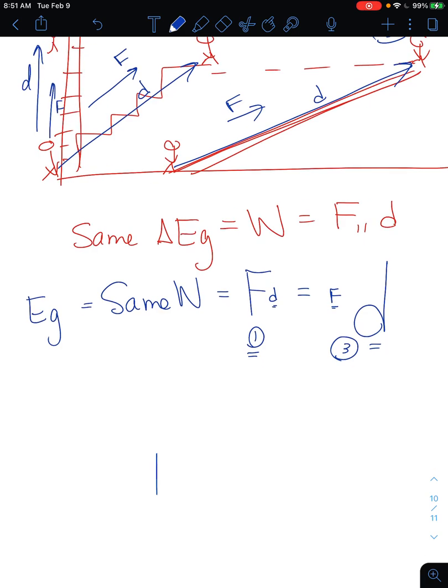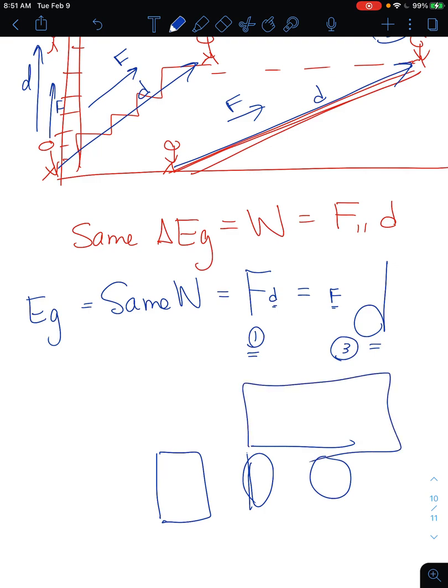If you're trying to lift a big, heavy refrigerator up onto the bed of a moving truck, so here's the wheels and here's the moving truck, and you want to lift it up. If you just had to lift it straight up a small distance, it would require a lot of force. You would have to say, okay, I have this small distance to lift it up, but I have to give it a really big force in order to make it gain its gravitational energy.